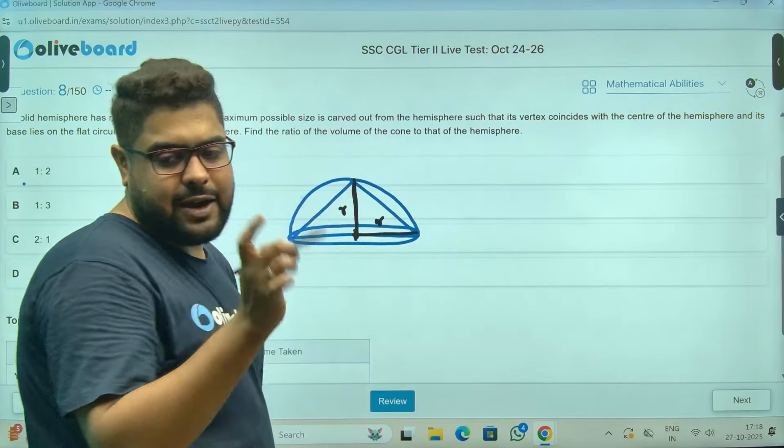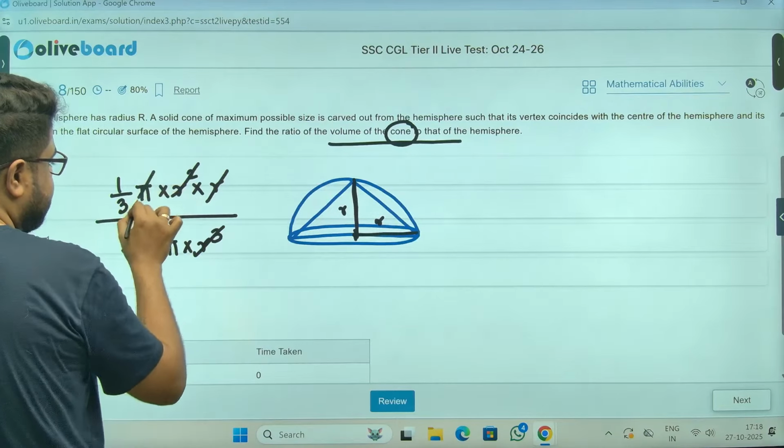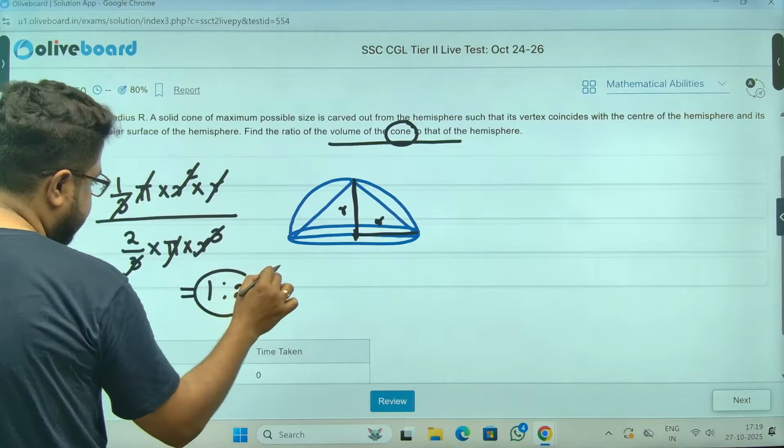The ratio of the volumes. Achha, cone first, then hemisphere. Sir, cone is 1/3 pi r square h, and h is also r. Ratio, hemisphere is 2/3 pi r cube. Sir, r cube and r cube cancel, the pi cancels, 3 cancels. 1:2 will be your answer.